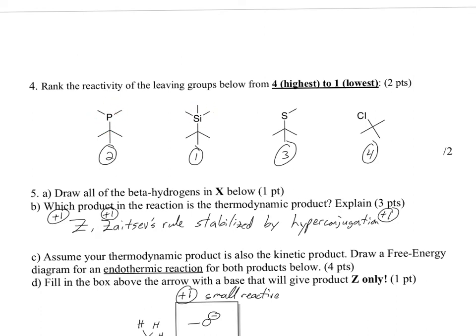tertiary, but phosphorus, silicon, sulfur, and chlorine are on the same row of the periodic table. So what changes as you go across a row is electronegativity. The more electronegative element will be able to stabilize a negative charge, disperse the charge better. So that's why chlorine's the best, silicon's the worst. So it's just literally going across the periodic table to answer that one.